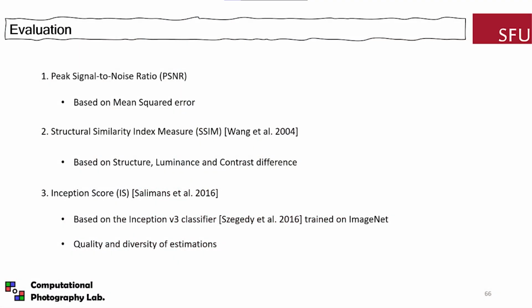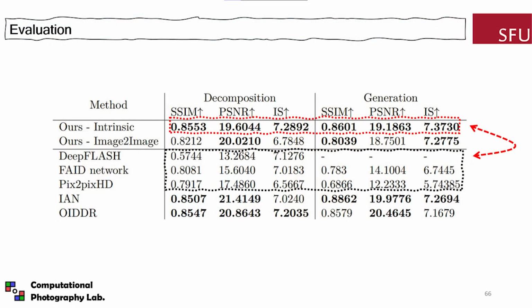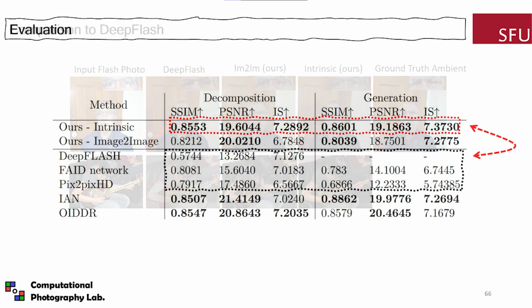We utilize three metrics for evaluating our results: SSIM, PSNR, and inception score. PSNR is based on mean squared error. SSIM is based on structure, luminance, and contrast, while the inception score is based on the inception classifier and cares about the quality and diversity of the results. We first compare to baseline methods and we see that we are able to outperform them.